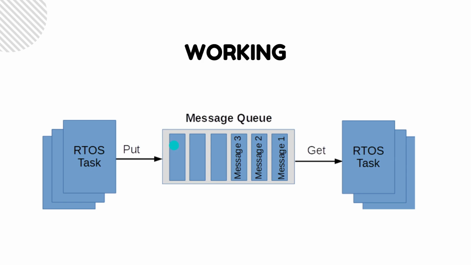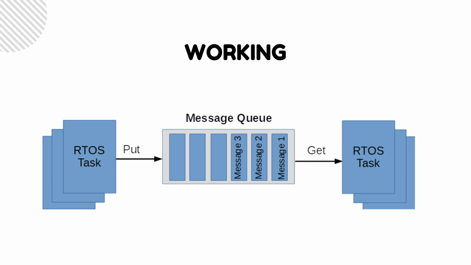Just in case the queue is full, if you send something, it will not be sent. It will get blocked, and when there is space available, it will get unblocked and then that message will get sent. That way the data will be passed from one task to another task. All right, so now we have a good enough idea of what exactly happens in RTOS inter-task communication.